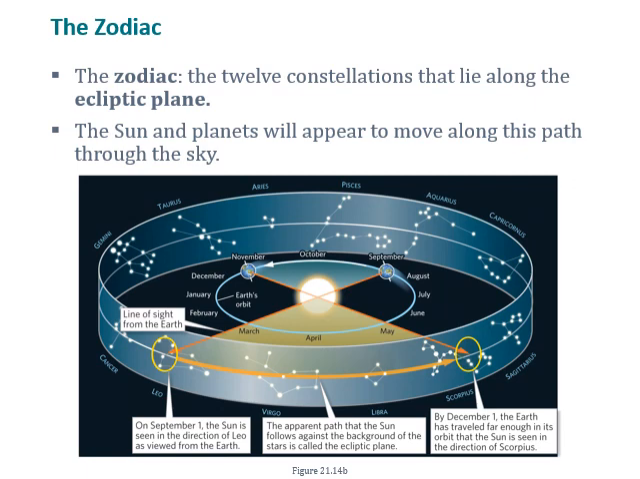So as an example, on September 1st, the sun is seen in the direction of the Leo constellation as viewed from the Earth. The apparent path that the sun follows against the background of the stars is called the ecliptic plane. By December 1st, the Earth has traveled far enough in its orbit so that the sun is seen in the direction of Scorpius, indicating that that is the month for Scorpius.